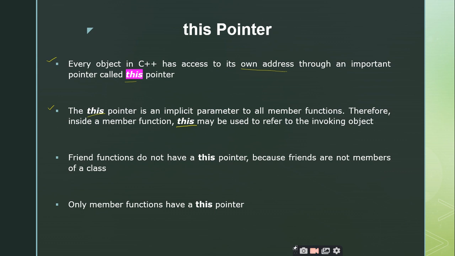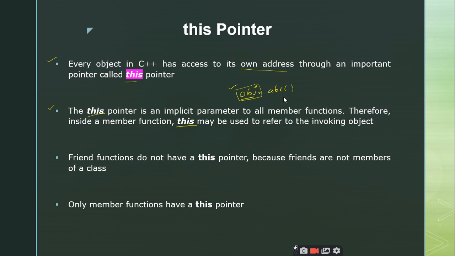For example, if I write a statement like obj dot abc, right? So this obj is not required to be passed to the abc function. Why? Because we have a this pointer that refers to this obj object, and that this pointer can be used inside this abc function, right? That is the reason why there is no need to pass this object as one of the parameters.